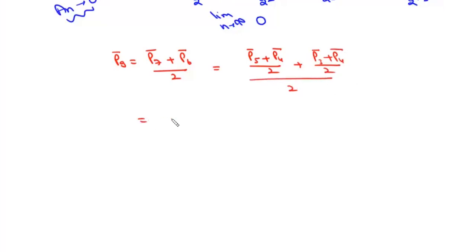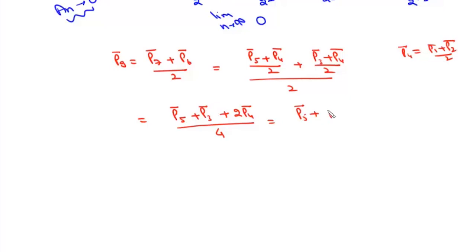So now we can write this as (P5 + P3 + 2P4) whole divided by 4. Now we know that P4 is the midpoint of P1 and P2, so it will be (P1 + P2) by 2. So we can actually write this as (P5 + P3 + P2 + P1) whole divided by 4.